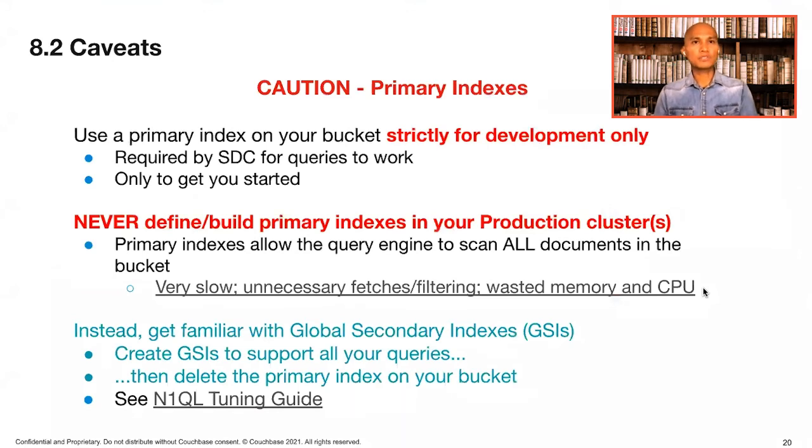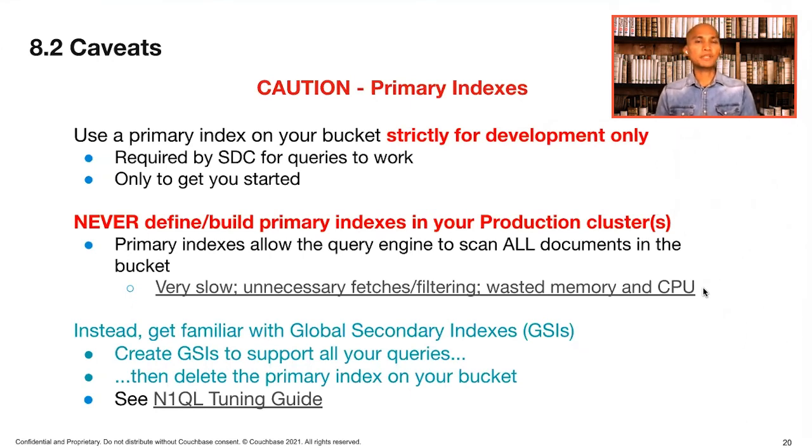Lastly, a word of caution about primary indexes. Primary indexes should strictly be used for development purposes only. They should never be defined nor built in your production clusters. A primary index contains only document IDs. It allows queries to fetch all documents of all types in the entire bucket and process them against the query predicate, which is highly inefficient and incurs significant load on the cluster, especially when you have potentially millions of documents in a bucket.